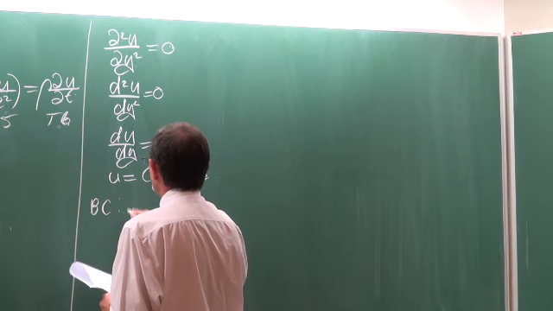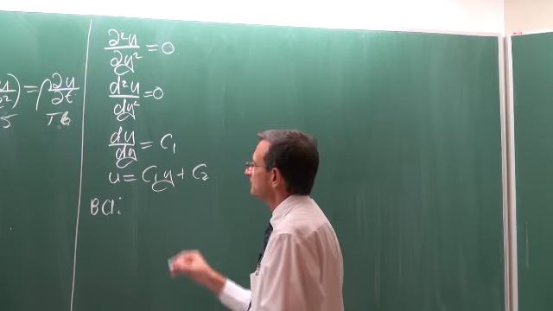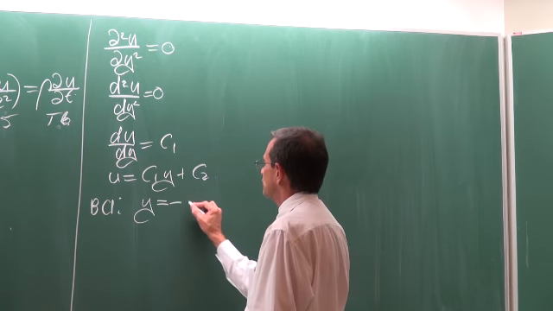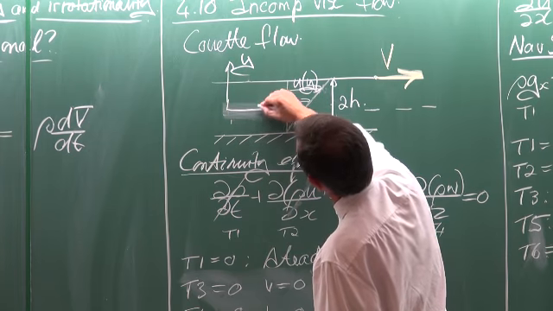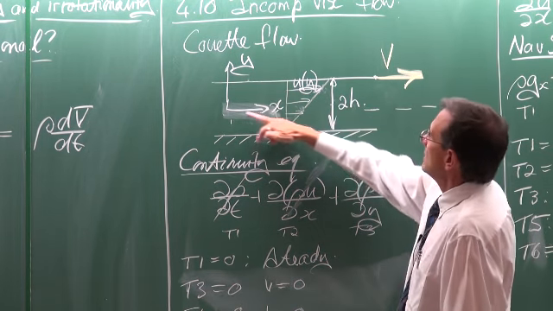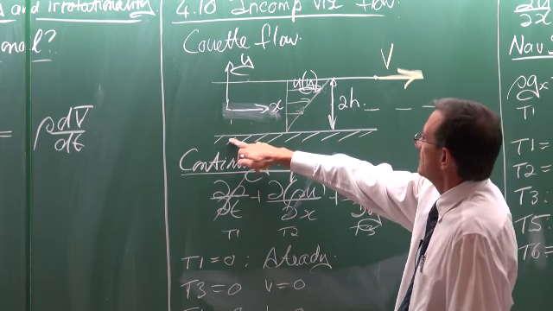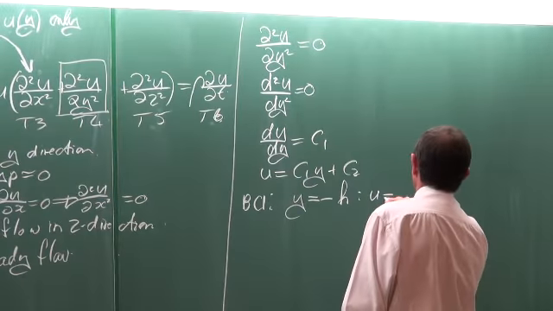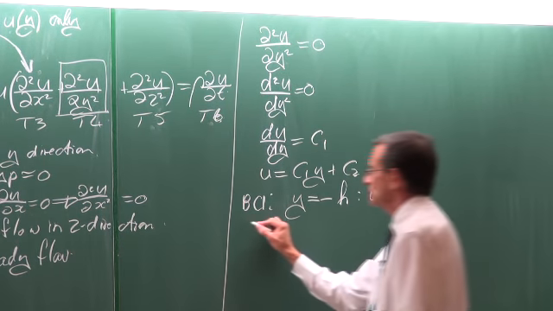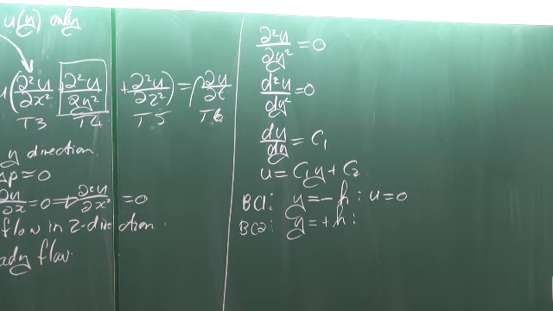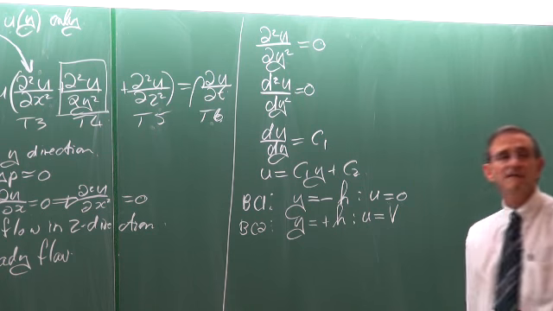Right, boundary conditions. To solve it, we need boundary conditions. What is our first boundary condition? Our first boundary condition is that when y is equal to minus h. Let's just go back to my sketch. I see it is not that good. The selection was made so that this is exactly in the center. So if y is equal to minus h, then u is equal to 0. First boundary condition. The second boundary condition is when y is equal to plus h, then u is equal to v.